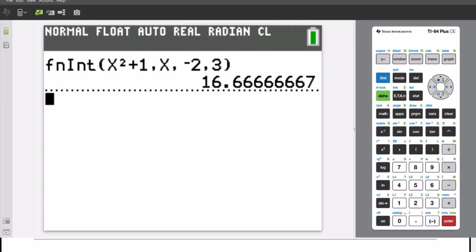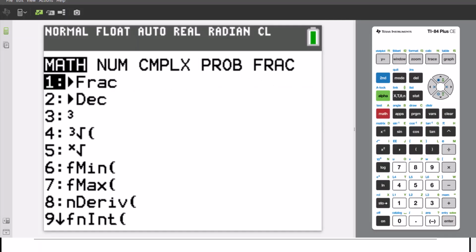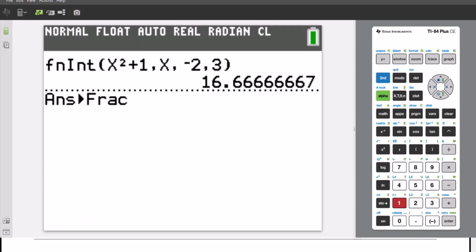Now there are times when the calculator may be able to convert the decimal into a fraction, so let's test if that's possible for this one. I'm going to click math and then click option number 1, and this is going to take whatever answer I already have and try to turn it into a fraction. Sometimes it's possible, sometimes it's not. It just depends on the type of answer that you got.